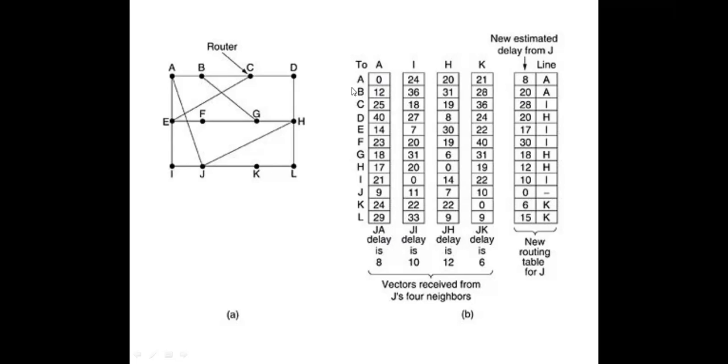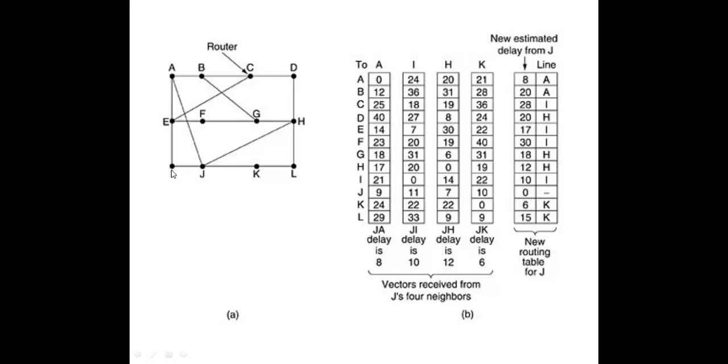So how many nodes are there? From A to L. Each and every node maintains a routing table with A to L entries. For I to A, I to B, I to C. This is the distance: A to A 0, A to B 12, A to C 25, A to D 40. Like that, these are the distances and these are the number of routers in the network. Like that, you have the routing tables for A, I, H, and K. Now you need to find out the routing table for J.